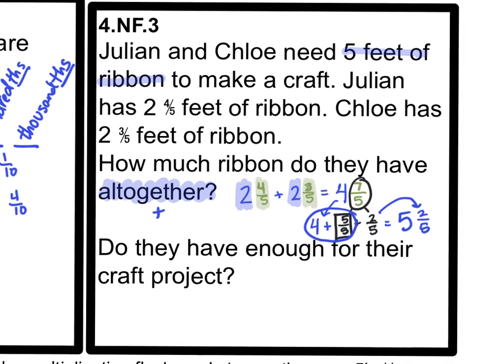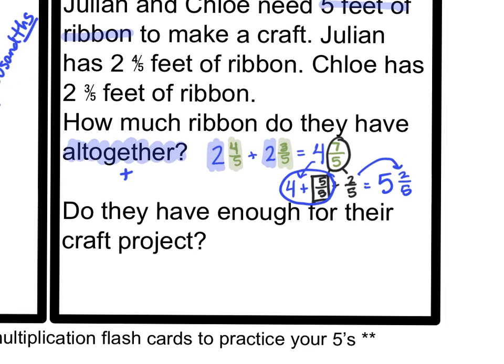And then it asks the question, do they have enough for their craft project? Yes, they actually have 5 2/5. So they have more than enough for their craft. But if you left the answer as 4 7/5, that may not have been clear to you.